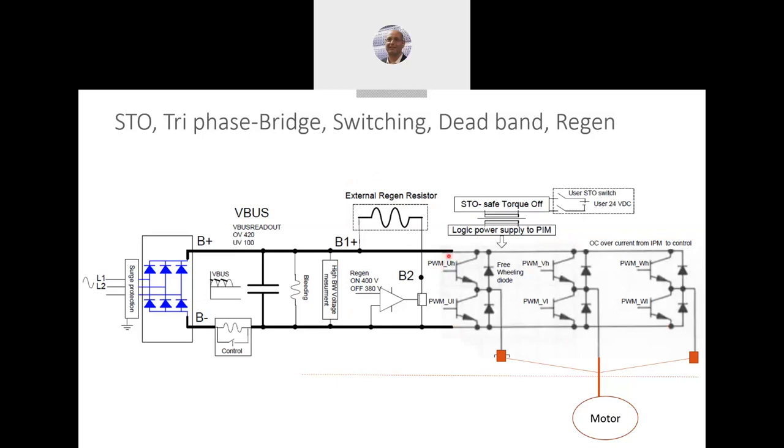Now each switch is controlled digitally with the PWM high and low, U, V, and W. The way that we, for example, do the safe torque off is we apply 24 volts to the three-phase bridge. If you don't apply 24, it doesn't matter what control signal is coming, the three-phase bridge will not be available and the motor will coast. So each motor phase can be connected either to the B plus or to the B minus.